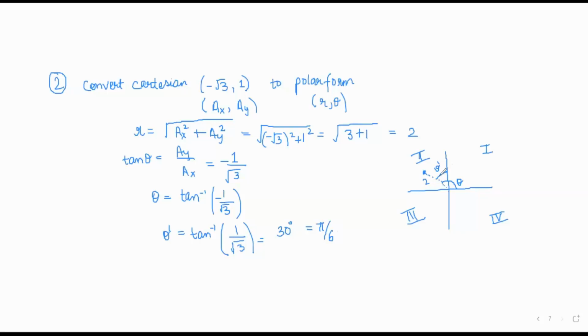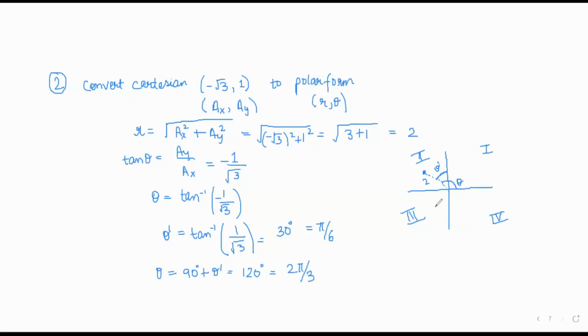It is drawn over here, but we want to calculate theta actual, the complete angle. Since it is in the second quadrant, theta actual will be 90 degrees plus theta prime, which is 30 degrees. So it is 120 degrees, or in radians it can be written as 2 pi by 3.